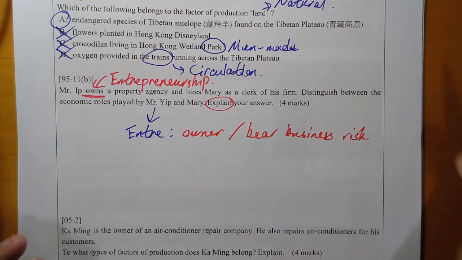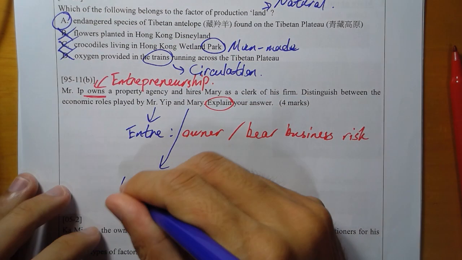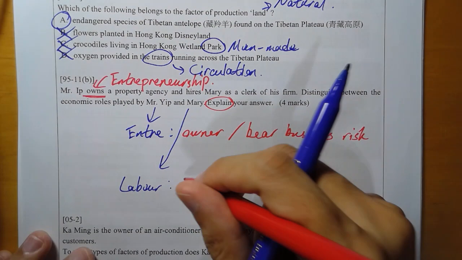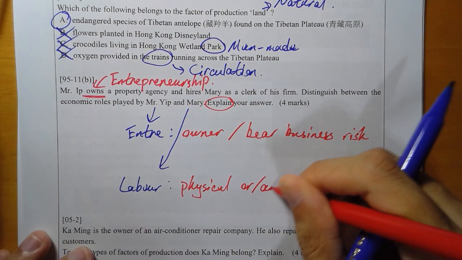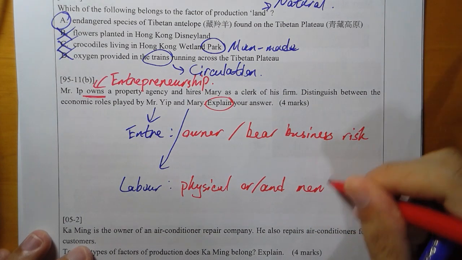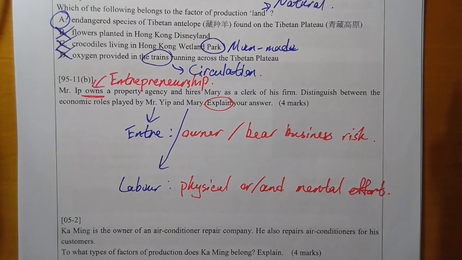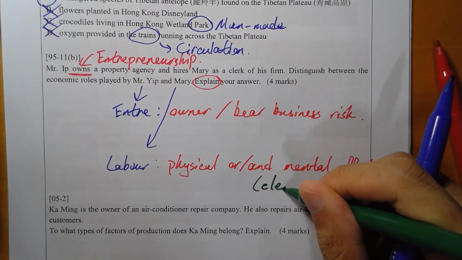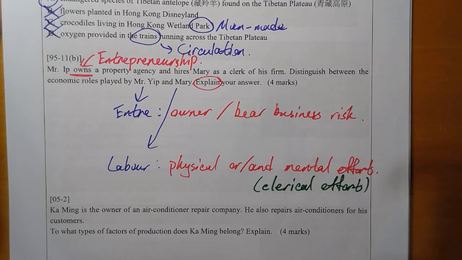for the firm. Now Mary on the other hand, 嗱又係 Mary 喎，係咪？Mary would provide labor. Explanation would be that she provides physical and or mental effort, 係咪啊？Now if you feel unsafe, then you say she's a clerk, so she provides the clerical effort, 係咪啊？佢文職嘅 effort 啊嘛。Now next one.